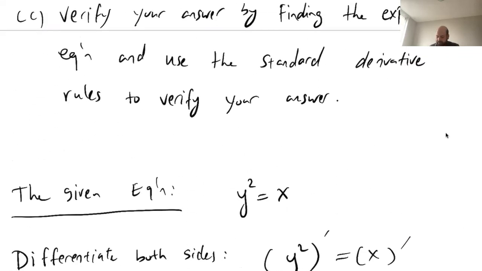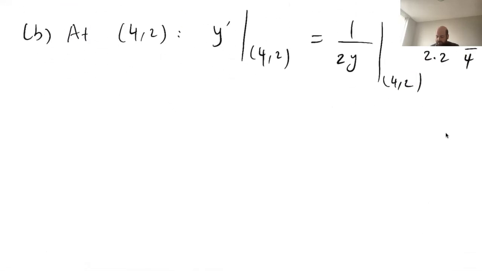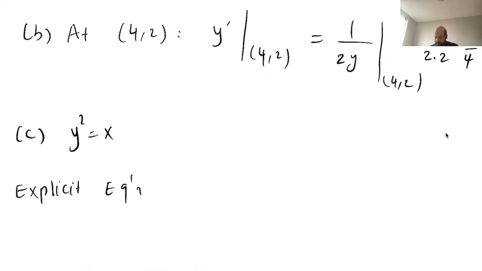All right, now part C says that we have to verify by finding the explicit equation. What is the explicit equation? So y squared equals x, so the explicit equation will be of the form y equals plus minus root x. Right? So if y squared equals x, y is plus minus root x.